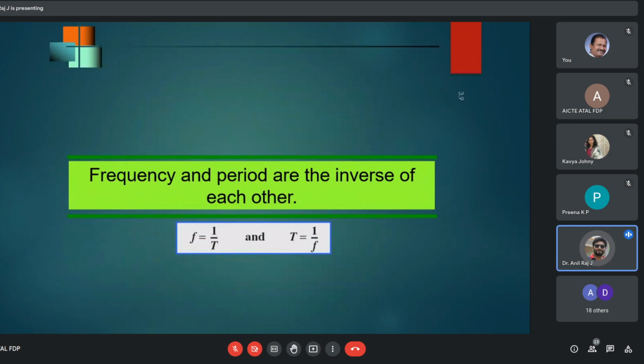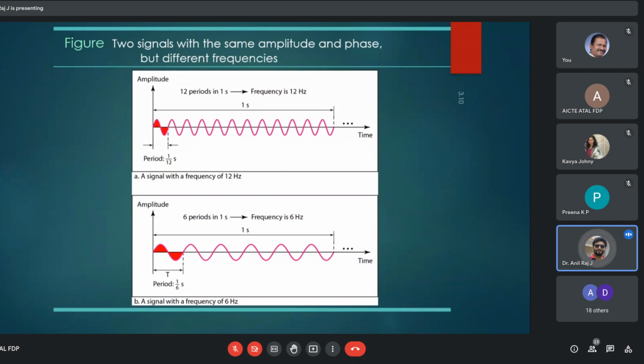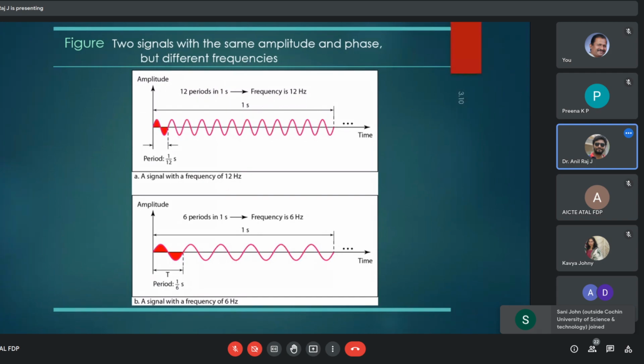So next one is frequency. Frequency means nothing but the number of cycles per second, or the inverse of the time period. Let's see a pictorial representation of two signals having different frequencies. The main thing to understand is that the two signals have the same amplitude and are in the same phase, but the frequency is different. Here, in the first signal, in 1 second, 12 cycles have passed, so the first signal has 12 hertz. The second signal has 6 cycles, or 6 periods, in 1 second. Cycles means repeating units in a signal. So this frequency is 6 hertz. This is the concept of frequency.